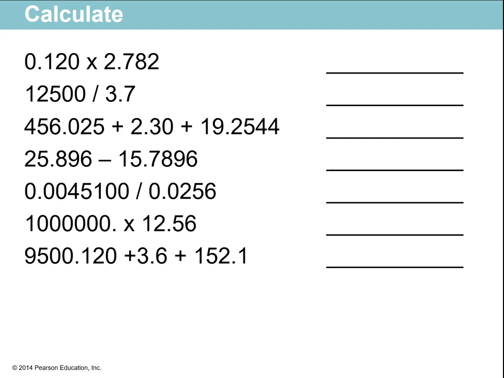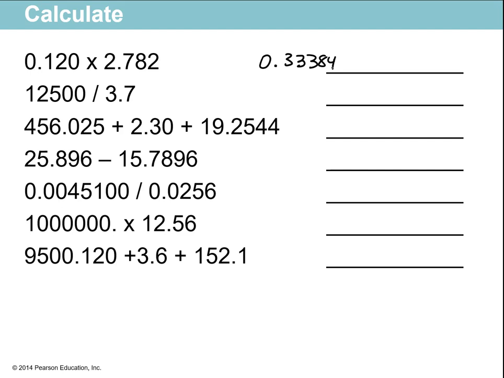When multiplying and dividing, first do the math. So if you take 0.120 times 2.782, what did you get for an answer? If I take 0.120 and multiply it times 2.782, I get 0.33384. How many significant figures is that?